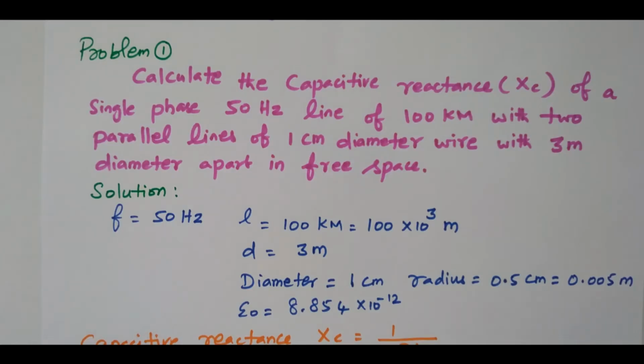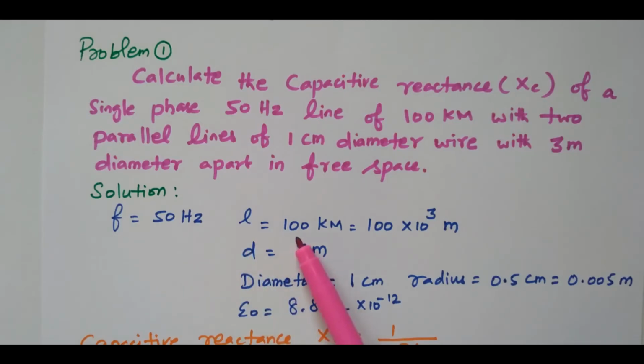In this first problem, calculate the capacitive reactance Xc of a single phase 50 Hz transmission line of 100 km with two parallel lines of 1 cm diameter wire, 3 meters apart, in free space. Right? So we need to find the capacitive reactance for a single phase transmission line. The frequency is 50 Hz.